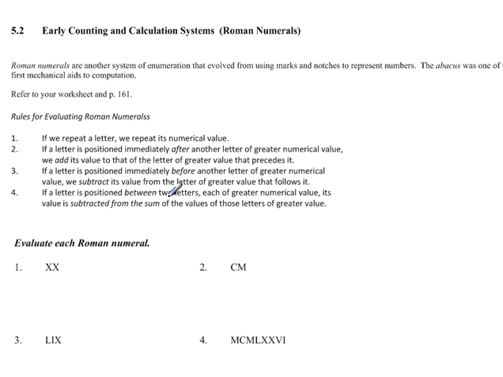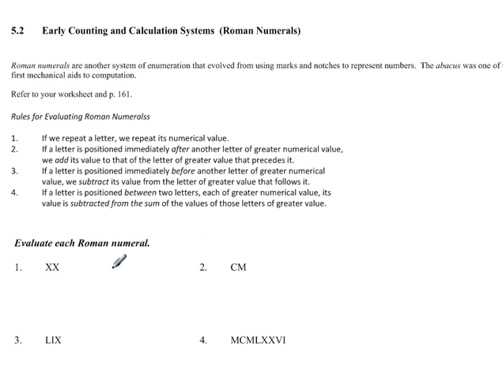And then rule 4, I call that the sandwich rule. If you have a letter positioned between two letters, each of greater value, then you subtract the middle value from the sum of the two around it. I'll give you examples of all of those as we move on.